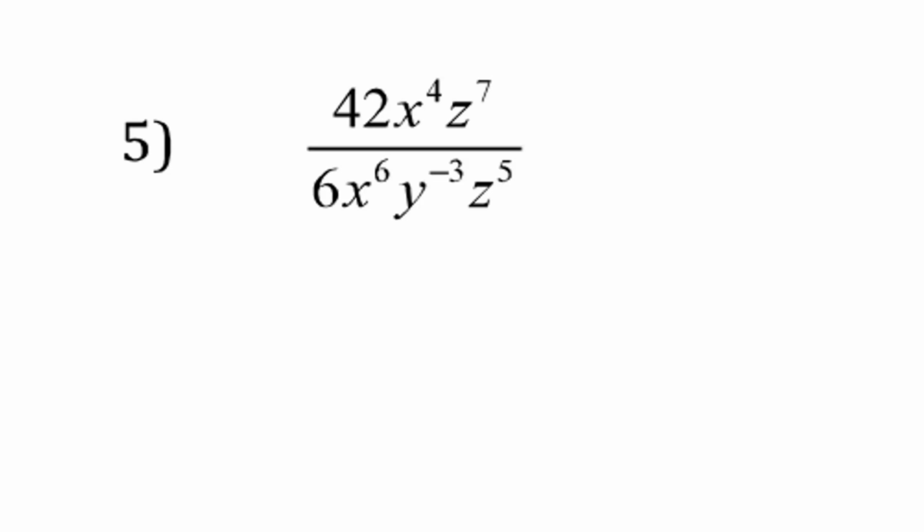This next one, we're just going to start reducing. I'm going to reduce the numbers first, then I'm going to deal with the x's, then the y's, then the z's. So just looking at the numbers first, I try to find numbers that go into both 42 and 6. 6 goes into both of them. If you divide 42 by 6, you get 7. And you divide 6 by 6, you get 1, which you don't need to write.